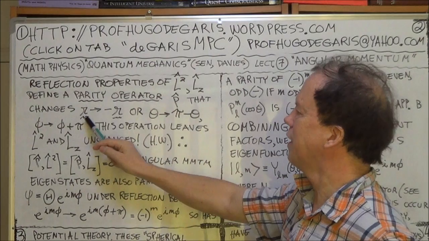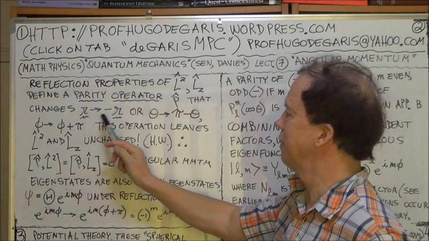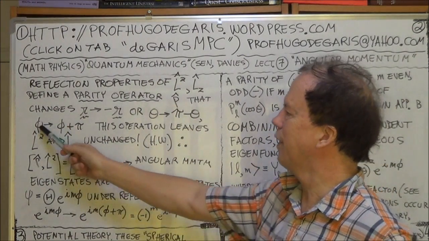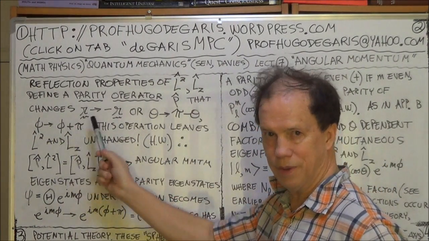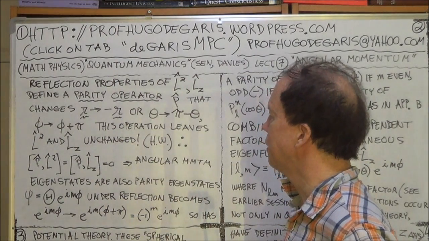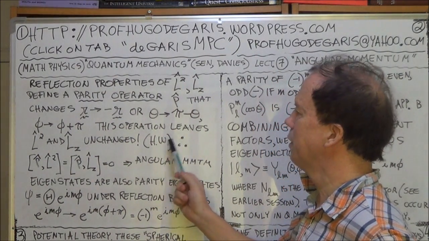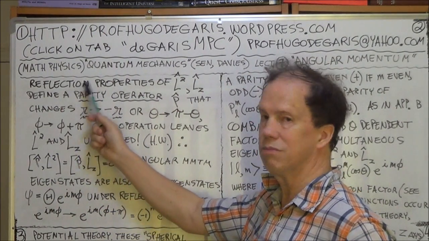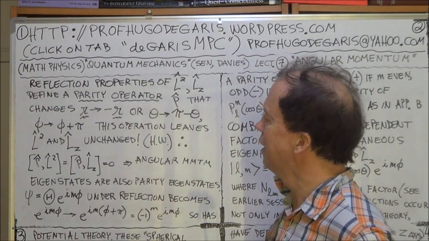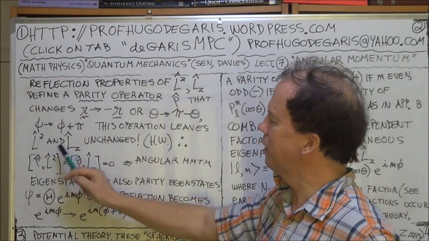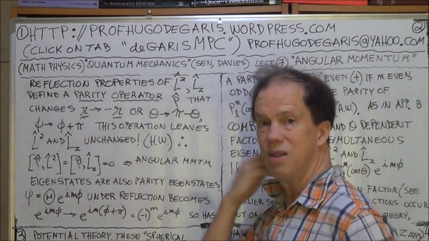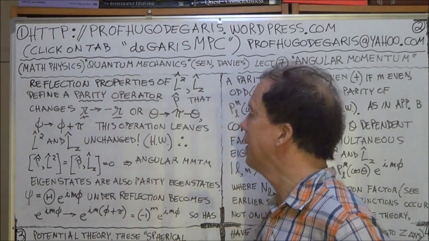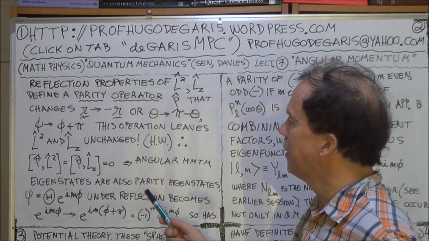So you can change r, the position vector, into minus r. You can switch theta to pi minus theta, or phi to phi plus pi, and so forth. These various operations, and I ask you to do it for homework. So you'll find that under these reflection operations, L squared and L_z as operators don't change. It just comes out of the mathematics. So I ask you to do that.